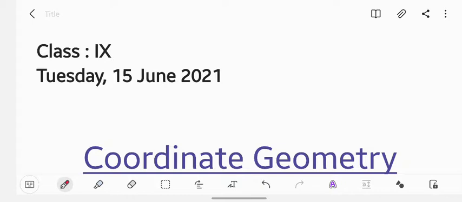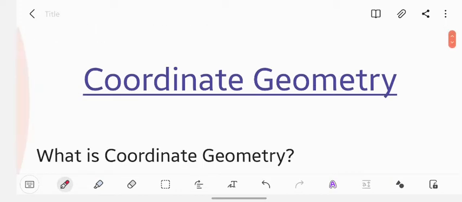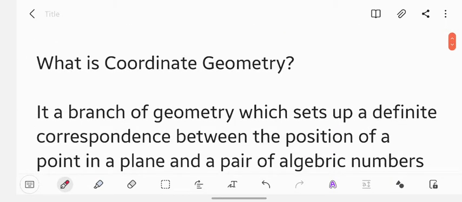So in this particular chapter, we'll talk about what is the Cartesian plane or Cartesian system, and how to plot a point in a plane. The basic idea of this chapter is to understand and study the position of a given point in a plane. So first we'll start with the definition.